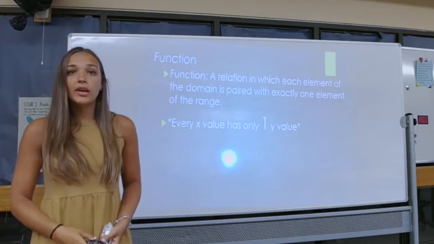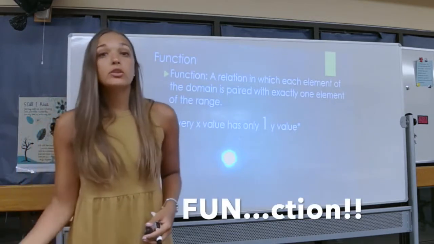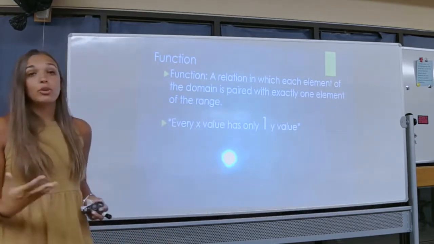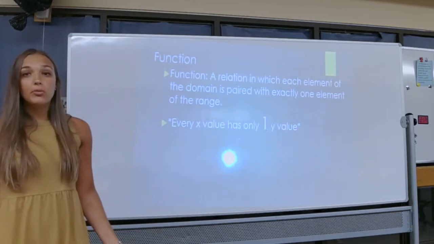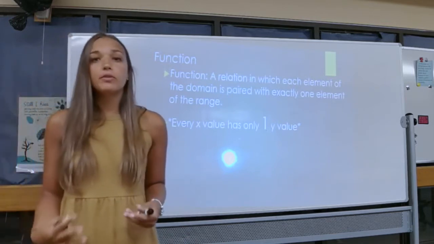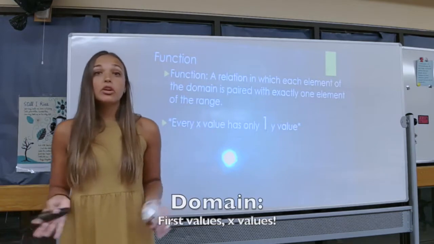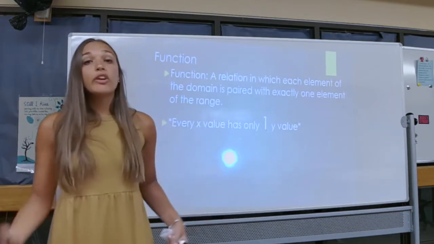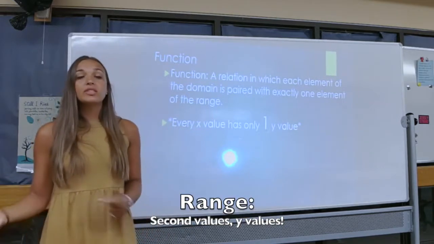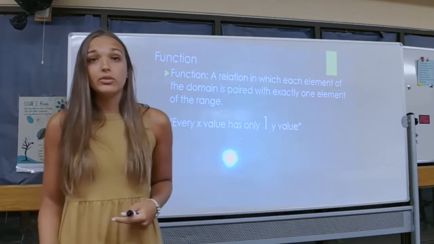Talk about functions, and it's really important first to talk about the definition of a function. So a function is a relation in which each element of the domain is paired with exactly one element of the range. And this might be a little bit confusing if you do not know the terms domain and range. Domain is typically our x values, or the first number in our ordered pair relation, where our range is our y values, which is the second number in our ordered pair relation, usually our y values.